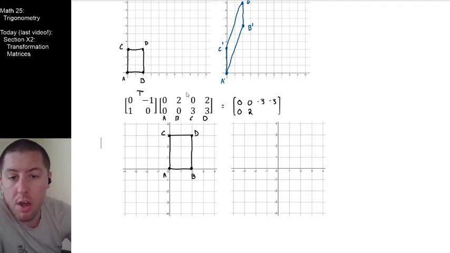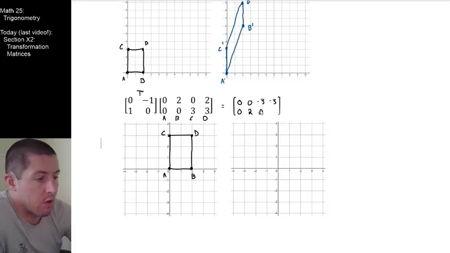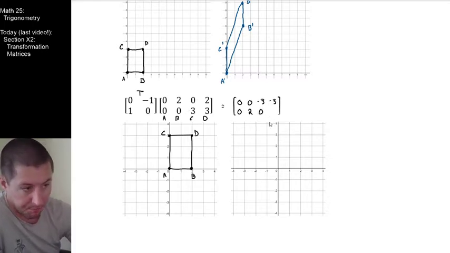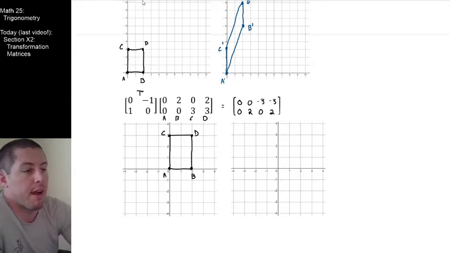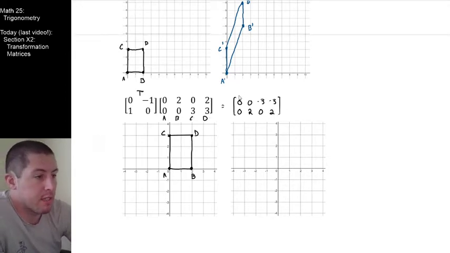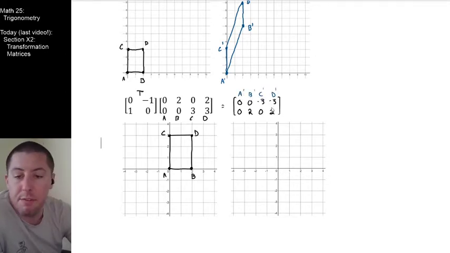Our second row, third column: 1 times 0 is 0. 0 times 3 is 0, so we're getting 0 for both terms for that dot product. Finally, second row, fourth column: 1 times 2 is 2, 0 times 3 is 0, so we're just getting a 2 for our final term. So this is our A prime, B prime, C prime, D prime. Let's graph them and see where we end up.